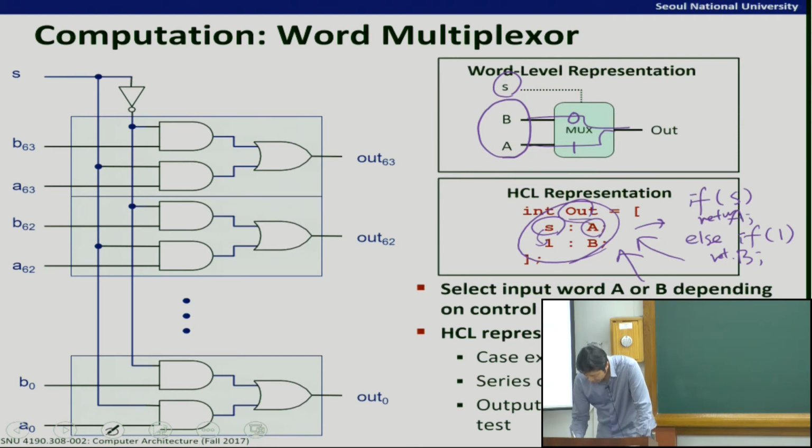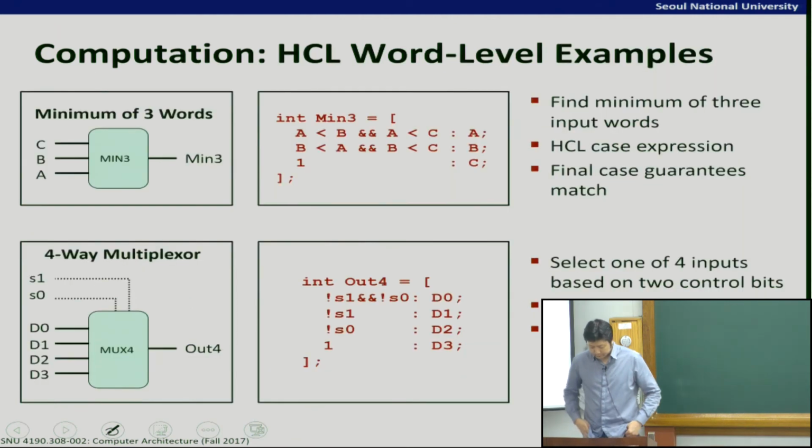So if S equals 1, then the first line will become true, right? So the output value will be 1. If S equals 0, then the first line will become false, right? So now we move on to the second line. And the second line is always true, right? Because the condition is 1. That's always true. So the output will be B. Okay, so the output value is the one for the first successful test in sequence, in this case.